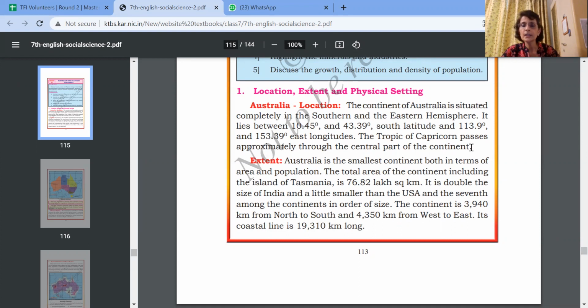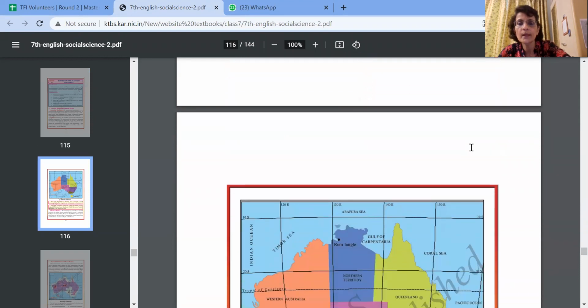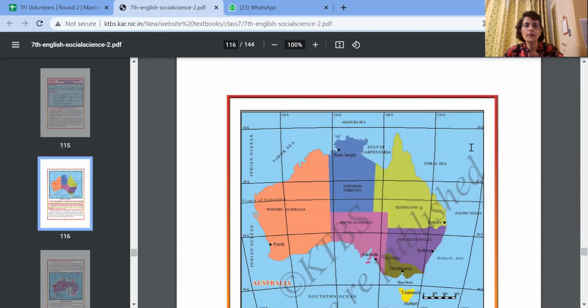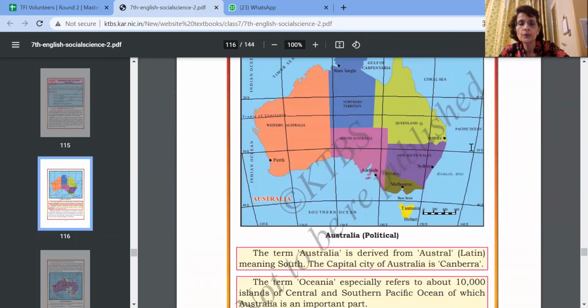The continent is 3940 kilometers from north to south and 4350 kilometers from east to west. So just mark this, that the continent is 3940 kilometers from north to south and 4350 kilometers from west to east. So these are just facts. There's nothing much to explain in it. Now this is the map of Australia. So this is how Australia looks.